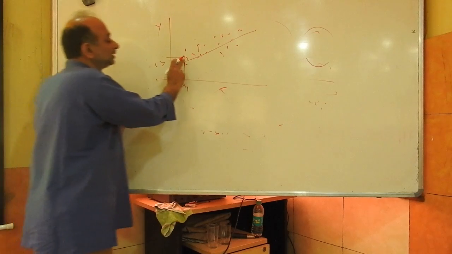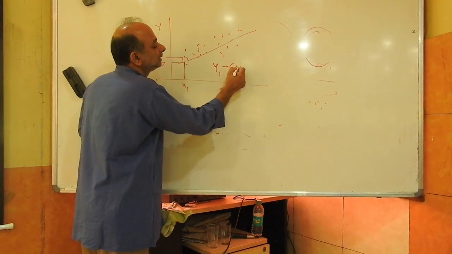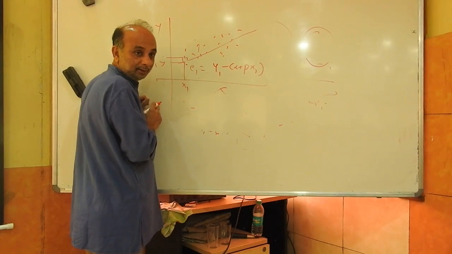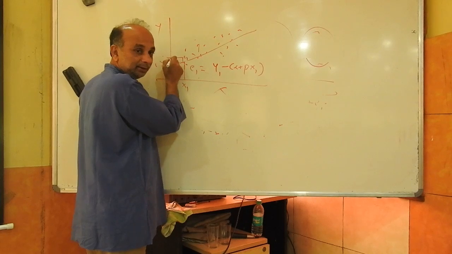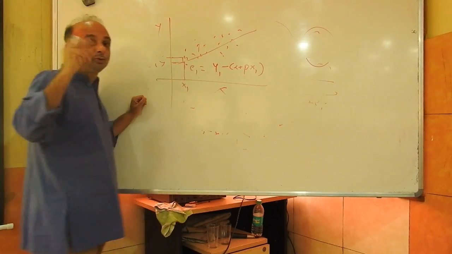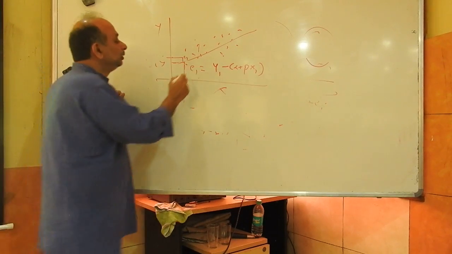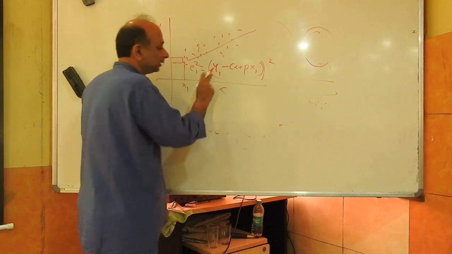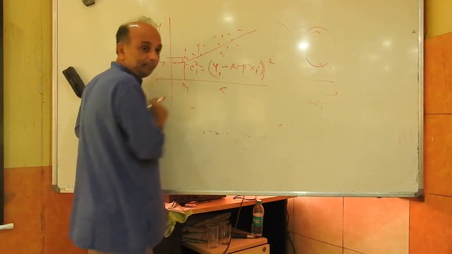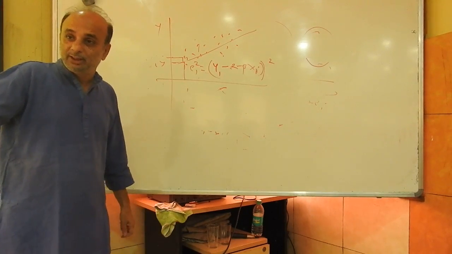So what's the distance of E1 from this line? y1 minus (alpha plus beta x1) is the distance of E1 from this line. This is alpha plus beta x1, this is E1. By distance, remember we decided that we are going to square distances. Mean square. Yeah, we are going to square it. So I square this, and I square this too. Yeah? Sure? The sum of all these distances will be E1 square plus E2 square plus E3 square.